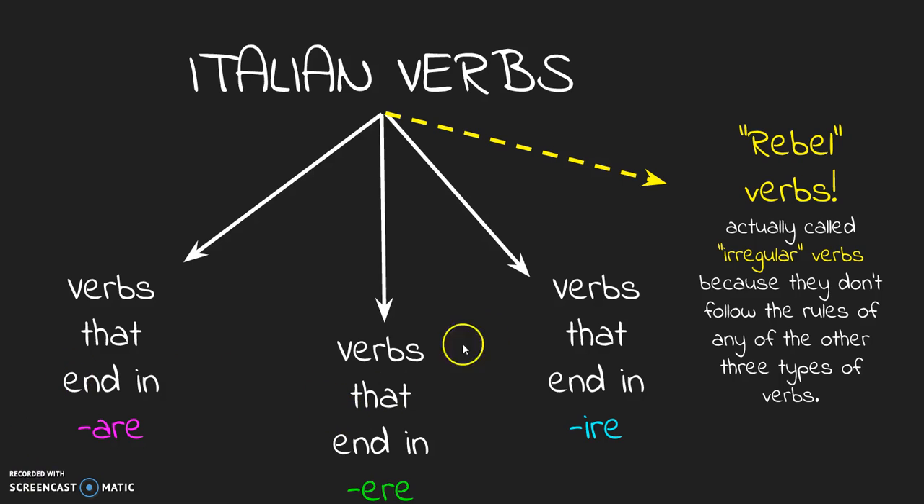So these three groups of verbs are regular, which means that they follow a set of rules. They are predictable, and there are patterns that you learn. And once you learn those patterns, you can use literally hundreds of verbs correctly in your Italian speaking and writing.